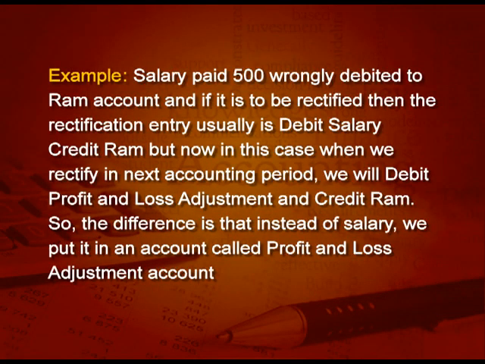Salary paid 500 wrongly debited to Ram account, and if it is to be rectified in the next accounting period, then first of all the usual entry in rectification is debit salary and credit Ram. But because we are rectifying in the next period, instead of salary we will write P&L adjustment debit and credit Ram.